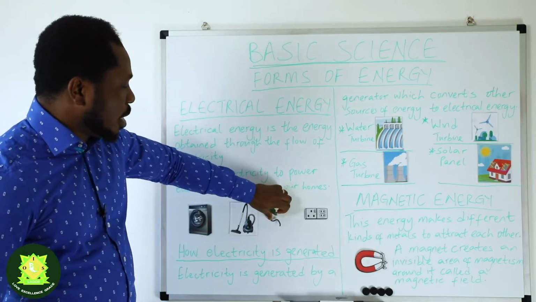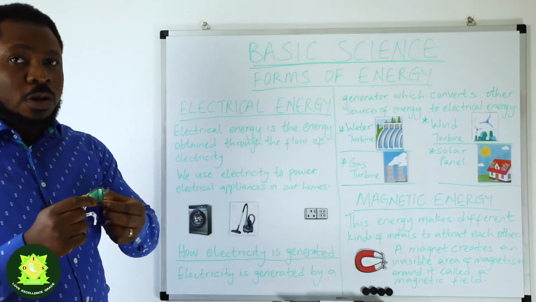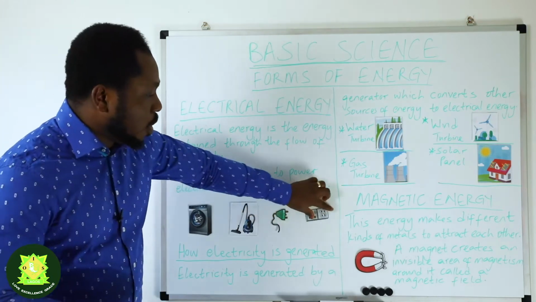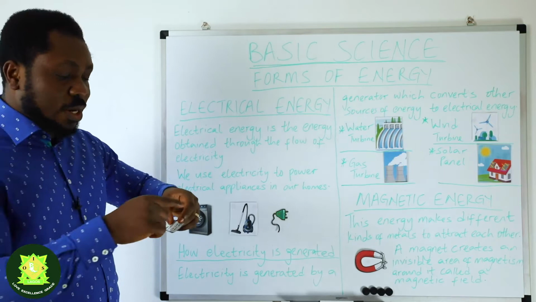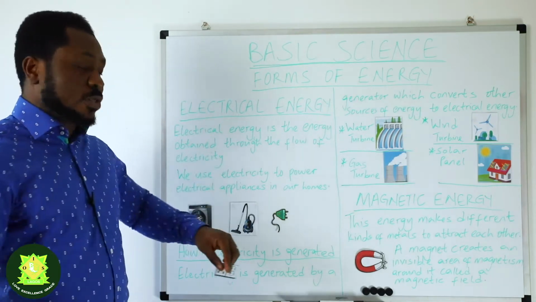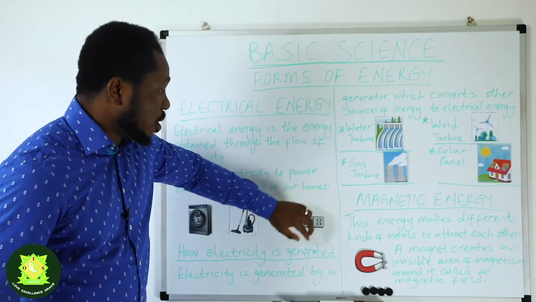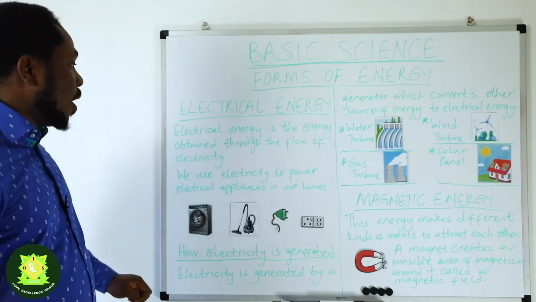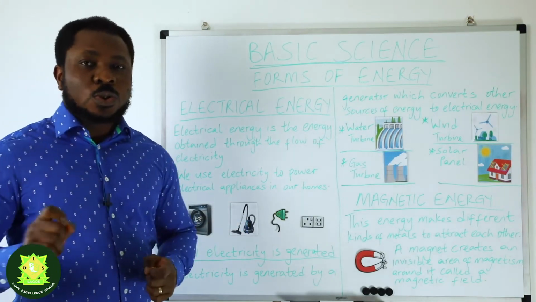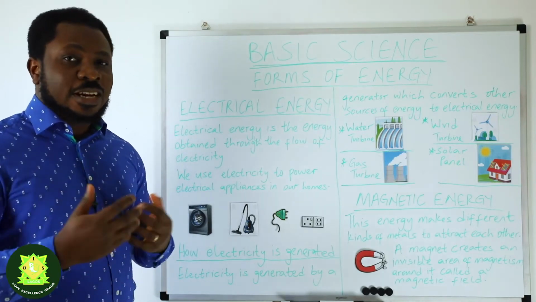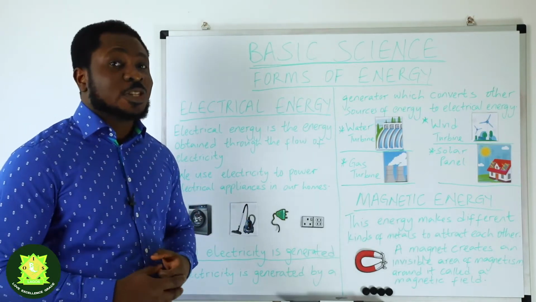And if you look at those appliances, they've got a plug. So you connect the plug to the socket that we can see here, and this socket is connected to an electrical source. So we use electricity to power electrical appliances in our homes. And I want you to look around your homes and mention the electrical appliances that use electricity to power.